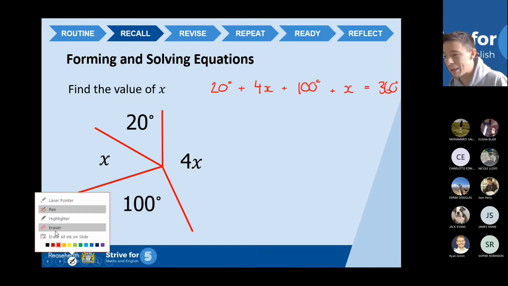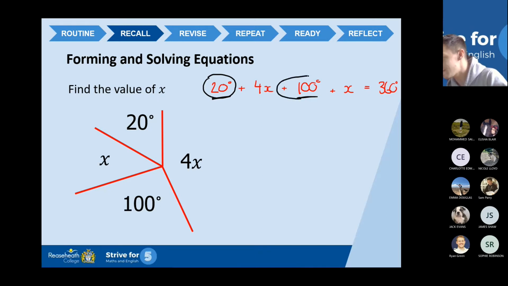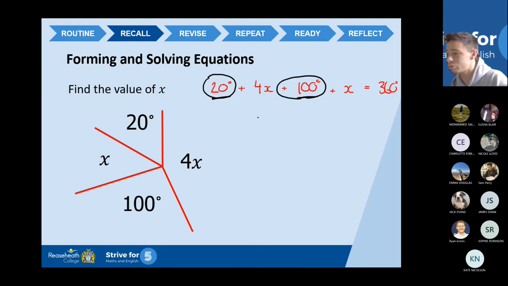Now, linking back to what we did on Tuesday, where we grouped our expressions and our terms together, that's what we're going to do now. So I'm going to put all my degrees together. So I've got 20 degrees and 100 degrees, okay? And I'm going to circle them just so it stands out very clearly, but I'm also going to include the symbol to the left, okay? So I've got 20 plus 100, that will be 120 degrees, okay?